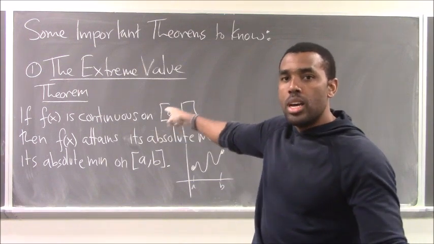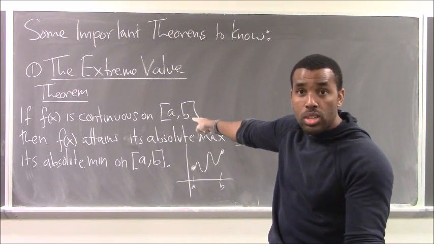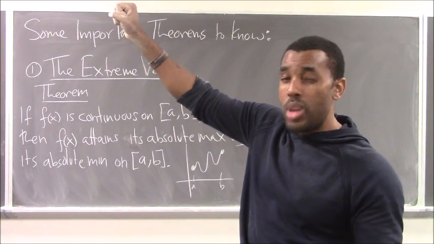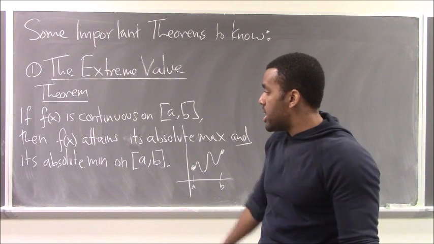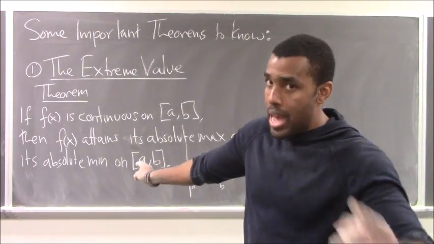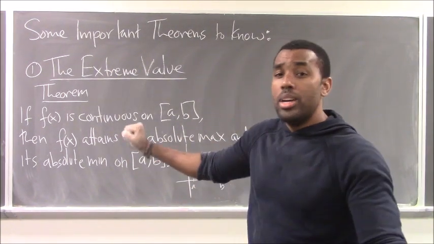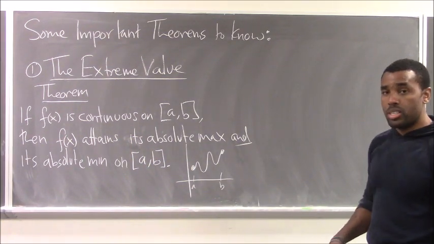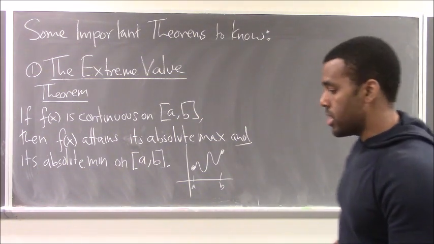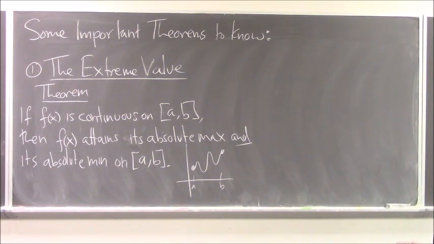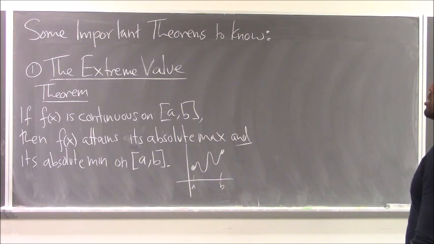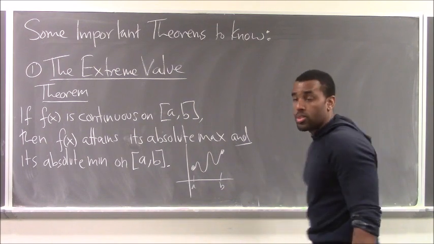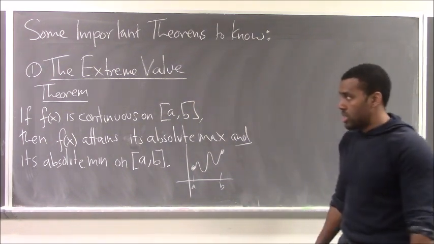If you're continuous on this closed interval, then somewhere on that interval, you will attain a y value that's larger than or equal to every other y value, and you will also attain a y value that's smaller than or equal to every other y value, right? This will have to happen once you have a continuous function. So that's the very first important theorem that you should know. It tells us that there will always be an answer in terms of global extrema for continuous functions on closed intervals.